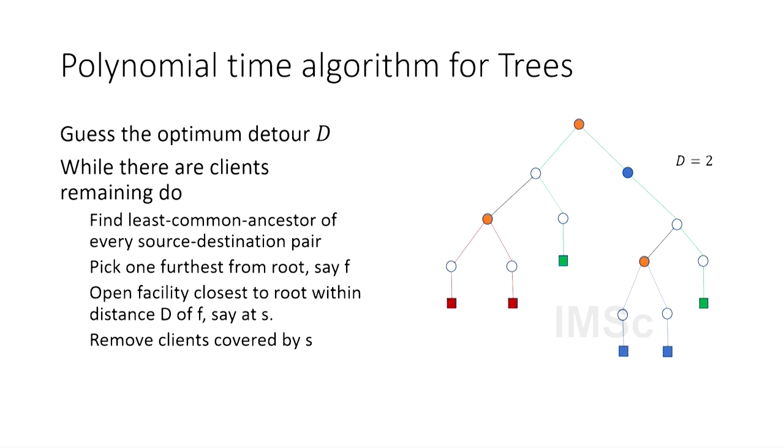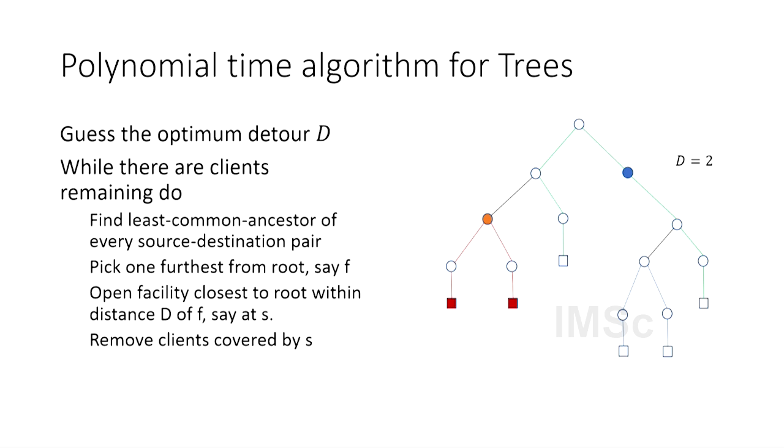And from here, you are going to go D units up. So that's 2 units, D is 2. So you're going to go 2 units up, and you're going to pick this facility. You're going to open a petrol pump here. Why? Well, this is definitely going to cover this, because this is the least common ancestor, and you're going only 2 units up from here. And in some sense, you need something below this to cover this pair. And so you've taken the furthest thing closer to the root, and you just repeat this. And one can argue that this works.